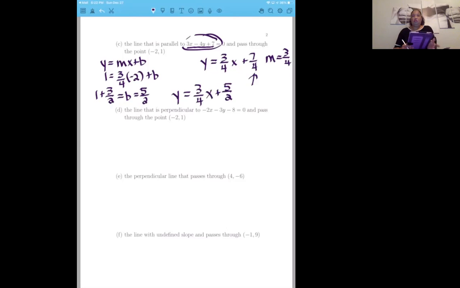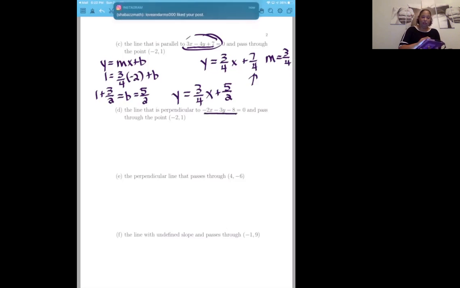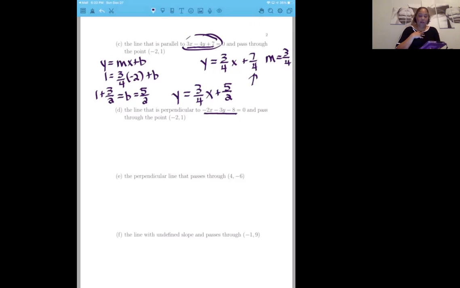All right, next question is the line that is perpendicular. Perpendicular lines do not have the same slope. They have the opposite reciprocal, meaning I have to flip the fraction and change the sign. But again, I need to figure out what the slope is in this equation, in this line, to figure out what the slope is in my line. And then again, I have a point, so I have a point and a slope.